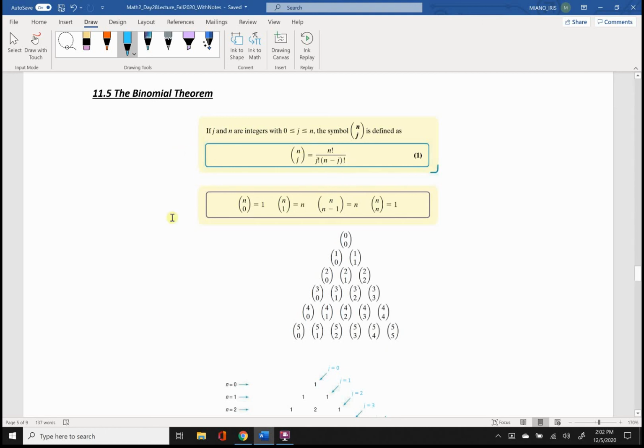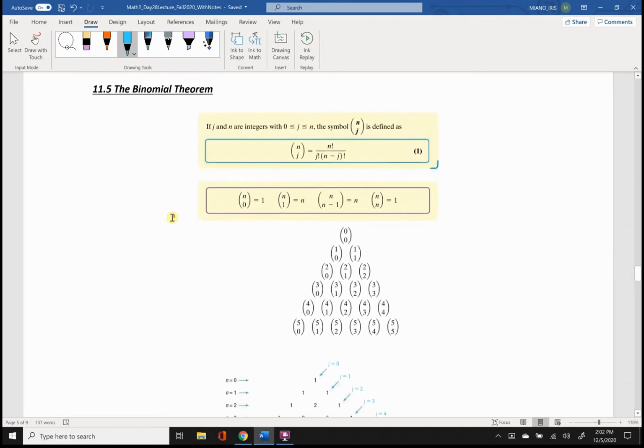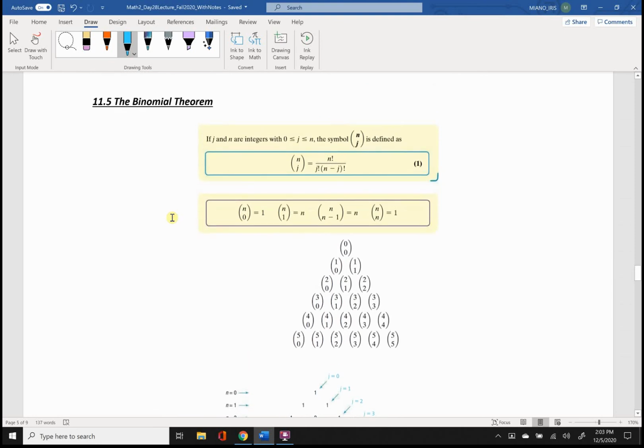There is a component that you will need in order to make this expansion possible, and it's going to be called the binomial coefficient. That's what this n over j business is formally called. Okay, so what else do I want to say about that?